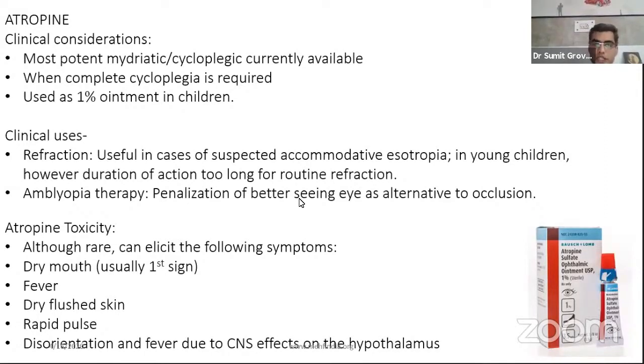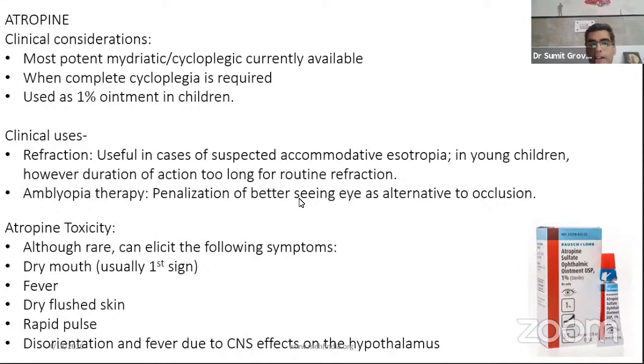Clinical use in refraction: useful in case of suspected accommodative esotropia, especially in young children. In my practice, we always do the refraction of a child below 2 years, or maybe under 4 years of age, with atropine. It's a best practice which is followed in our institution. And if on the uncover test you find that the patient has convergence or you suspect accommodative esotropia, then definitely do the cycloplegic refraction under atropine.